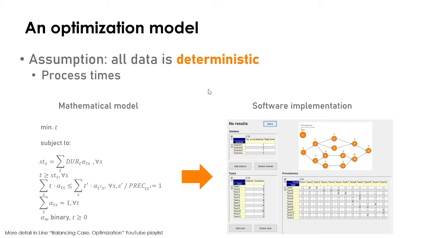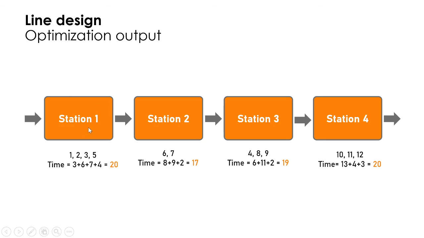We saw some numbers, like for example, if we assign tasks 1, 2, 3, 5 to station 1, the time for us to perform all these 4 tasks was 3, 6, 7, and 4, so that's 20. If we assign to station 2 tasks 6 and 7, we'll have 17 minutes for performing all these 2 tasks, sorry. And if we assign tasks 4, 8, 9 to station 3, we have a time which is 19, which is 6 plus 11 plus 2. And finally, we have 20 minutes for station 4 because we assigned tasks 10, 11, and 12.